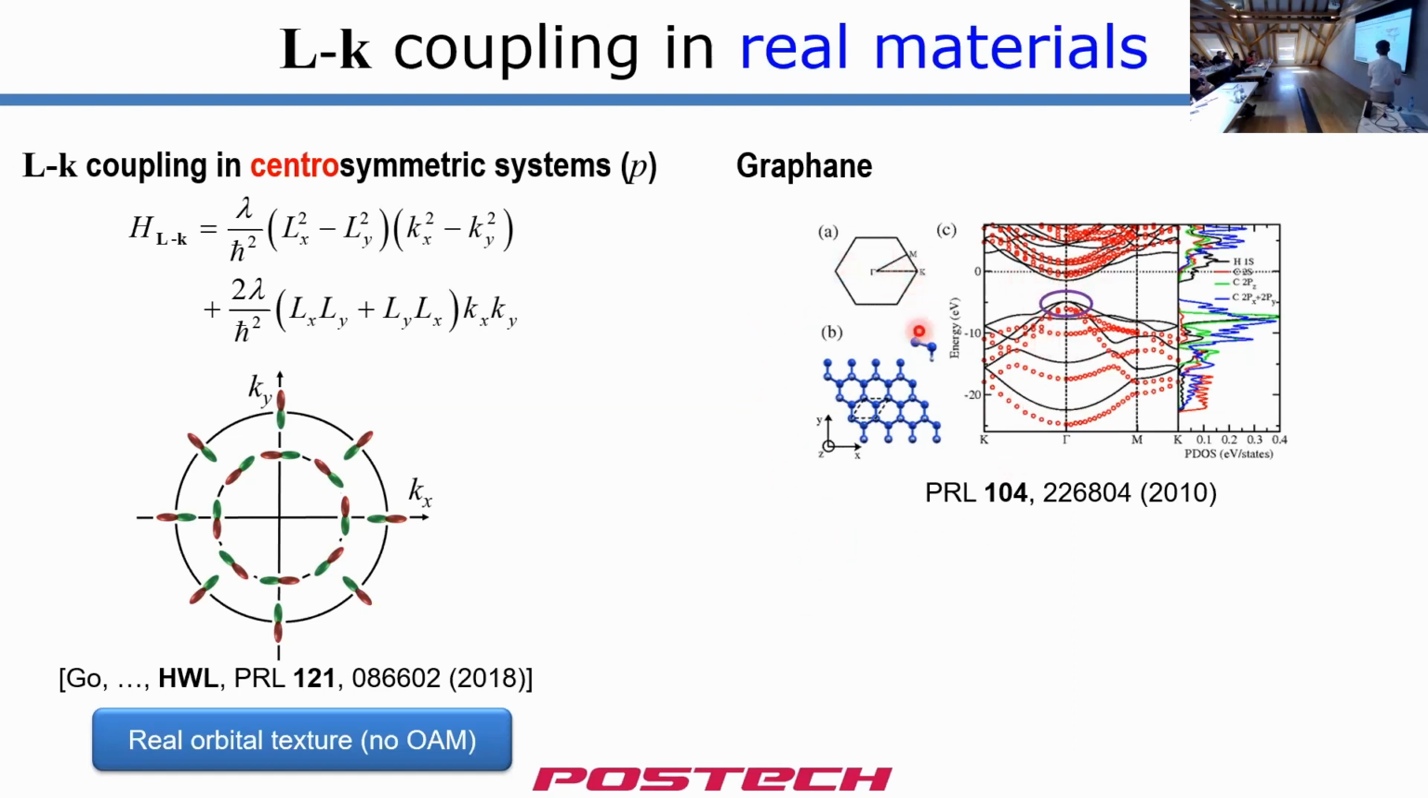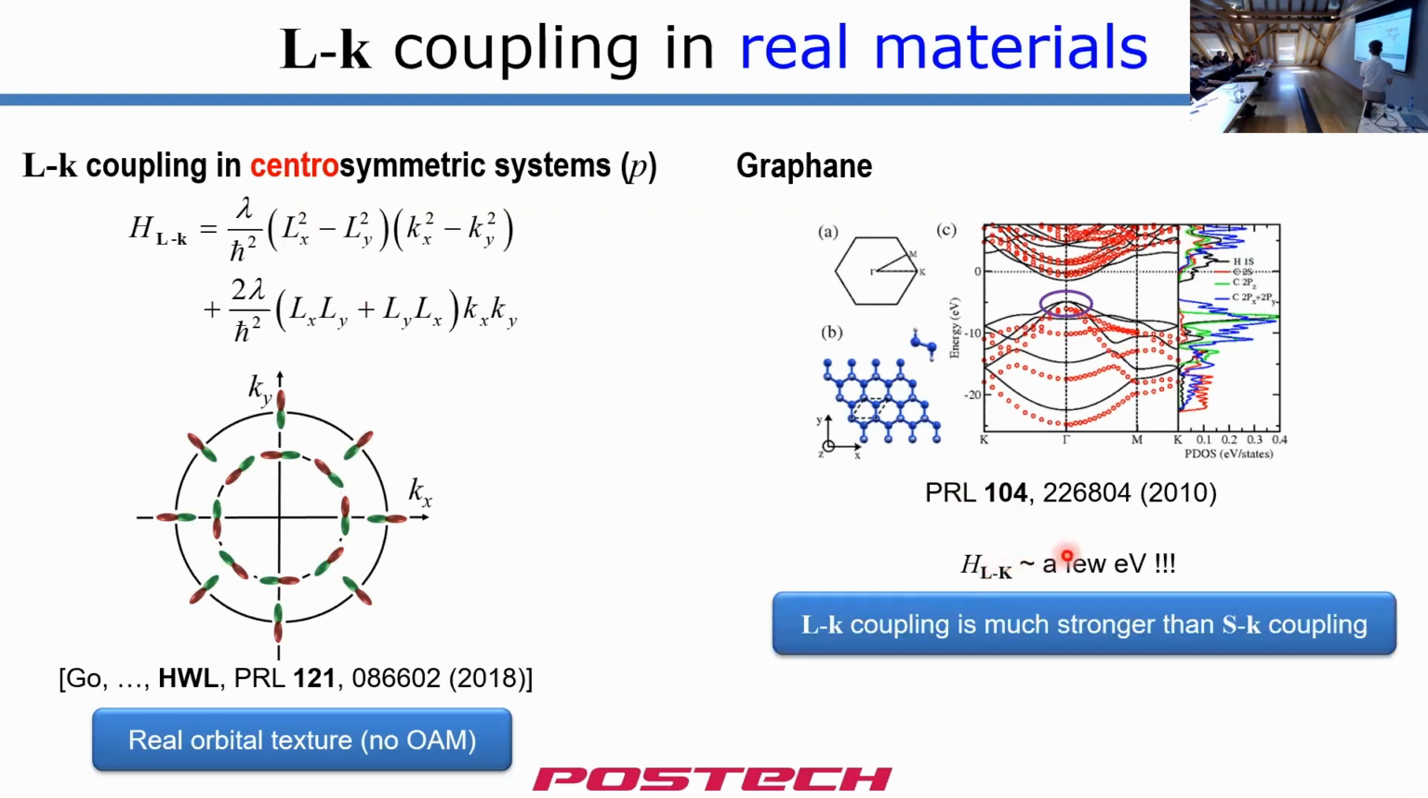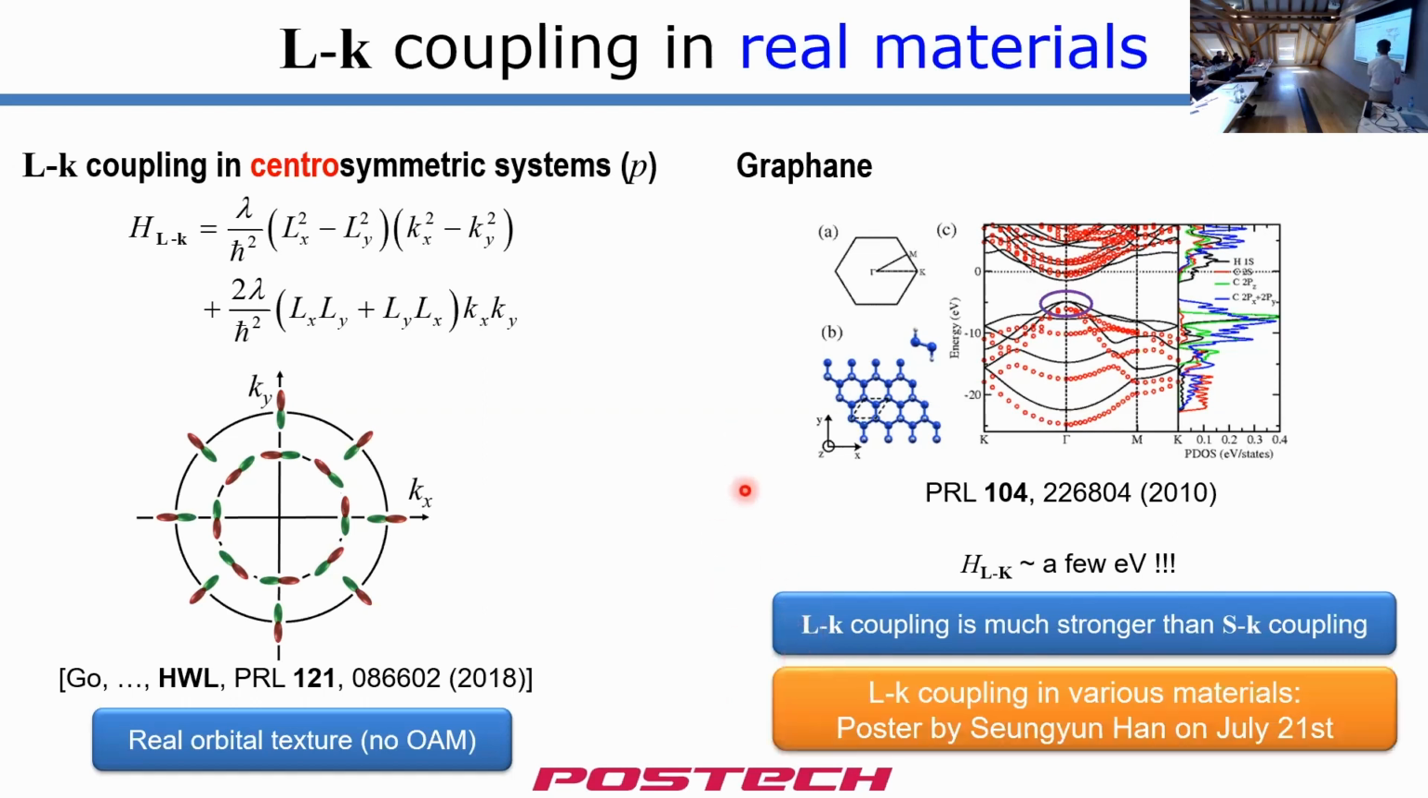Another point that I want to address is that the splitting between two bands here sets the energy scale of this LK coupling, which is on the order of a few electron volts. So LK coupling is usually much larger than SK coupling. SK coupling is on the order of 0.1 electron volt or smaller, but LK coupling is one or two orders of magnitude larger. There are many more materials, and depending on the details of the material, this LK coupling differs, and this is discussed by one of my students, Hyun-Woo, at his poster.